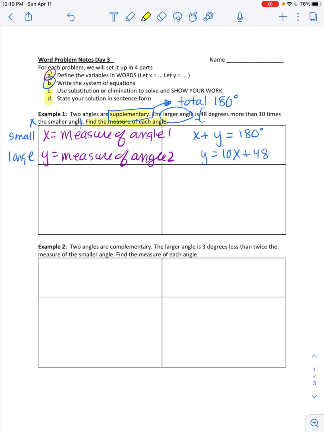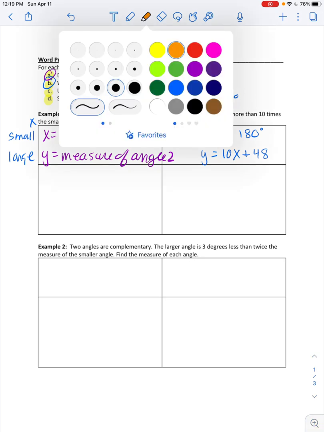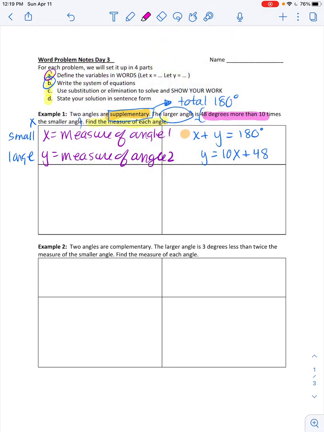Okay, so I used this word, supplementary, to get this first equation, and I used this whole mouthful, 48 degrees more than 10 times the smaller angle, to create that second equation. And now I'm ready to solve. And looking at these, I think I'm going to use substitution, because I can take out this y and sub in that 10x plus 48. So I'll have one equation, x plus, and now I'm going to substitute in 10x plus 48, and I'm going to land at 180.